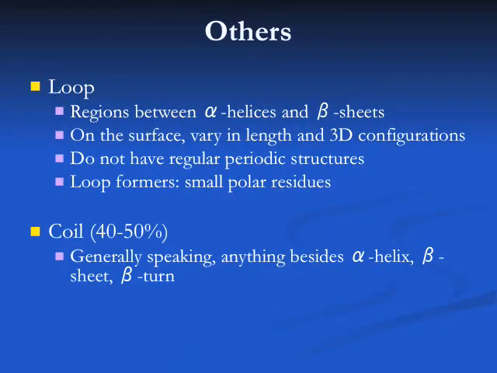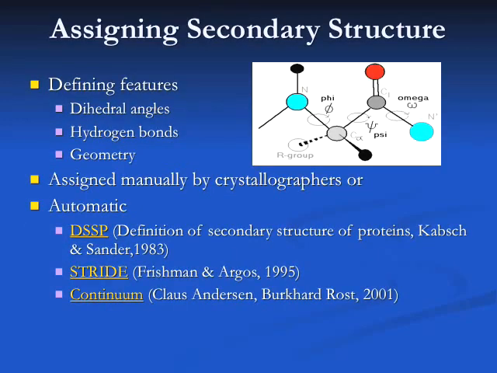And there's some others out there. There's coils, there's turns, so loops and coils. So these are regions between alpha helices and beta sheets. They don't have any regular periodic structure, and loops are typically small polar residues. And a coil, which is the rest of the protein, is anything besides an alpha helix, a beta sheet, or a beta turn. Okay. So loops and coils are going to have some differences and similarities, but basically we classify these as sort of other secondary structures.